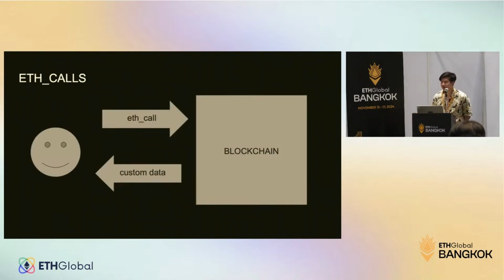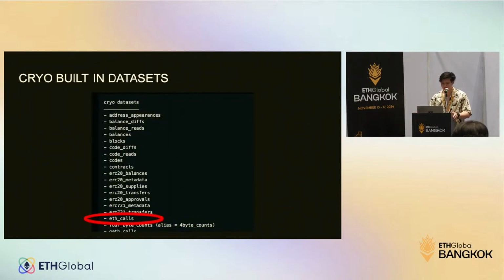For those of you who are not familiar with ETH call, how it works behind the scenes is that if you would like to query custom data back, say you go to uniswap.org or any other exchange and put in 1 ETH to USDC, generally what happens is that it would perform an ETH call to the blockchain to query how much USDC you might get out. That's the whole point of ETH call, to query data from the blockchain. And we can now use ETH call inside of Cryo. It's very simple.